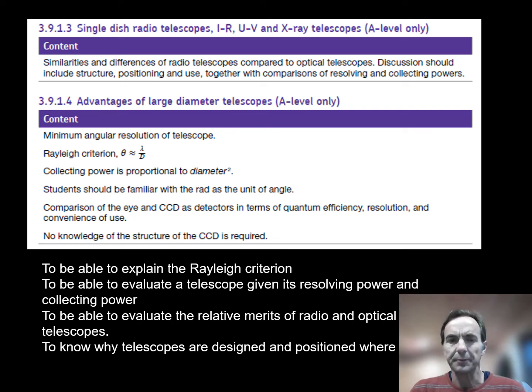Welcome back. This is lesson 3. You should watch lessons 1 and 2 before this, otherwise it's not going to make a great deal of sense. This is for the AQA Astrophysics section of the A level. I'm going to be looking at angular resolution.